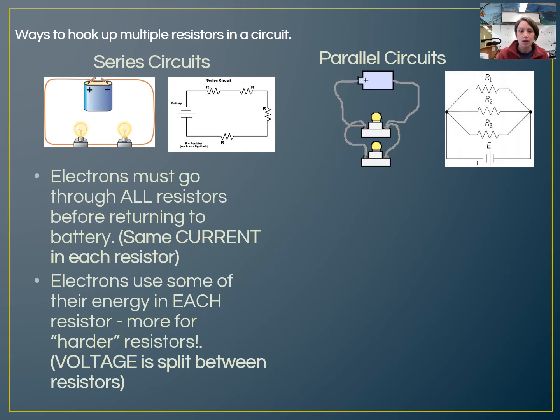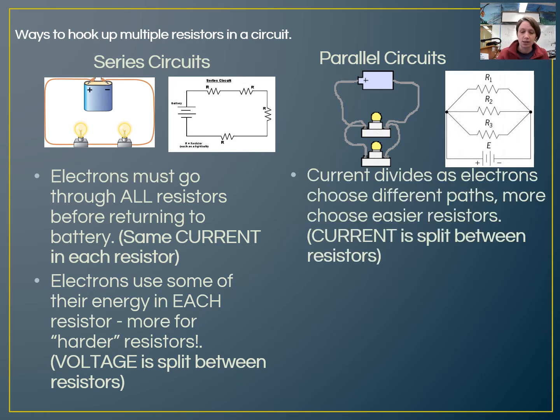If you have a portion of a circuit that's set up this way, the current is going to divide. The number of electrons are going to divide on those three paths because the electrons are choosing different paths. More electrons are going to choose easier paths, or smaller resistors, but some electrons are going to go to all of those resistors, unless one of the resistors is value 0, like a plain wire, in which case all of the electrons will take that path.